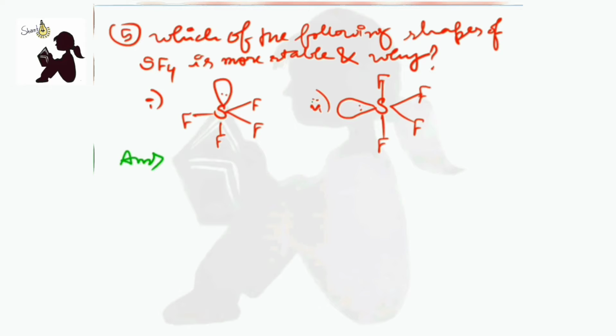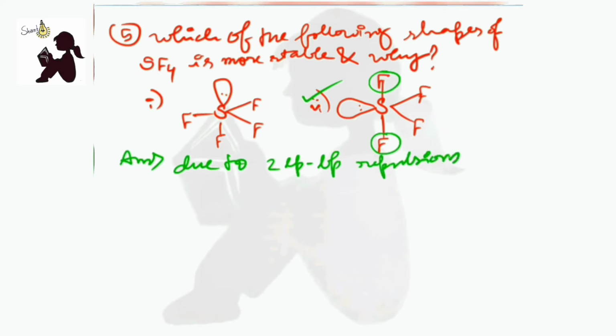So according to Bent's rule, we can easily say that this is the most stable, because the more electronegative element should be in the axial position, but we can't write that as the cause in the exam if they ask you that. So what will be the cause here? That is due to two lone pair bond pair repulsions, okay.